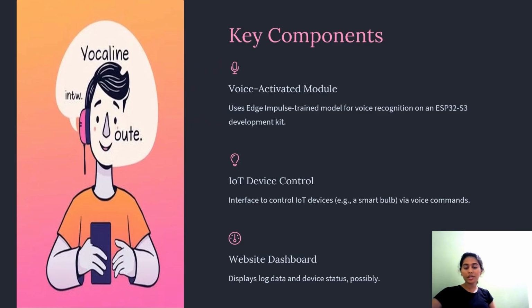So coming to the key components, the first thing that we have is a voice-activated module. In this, we have a module called ESP32S3, which is a microcontroller and also has an inbuilt microphone in it. And the second thing is an IoT device control. This essentially means all the smart devices that we use, such as the smart bulbs, smart fans, and ACs, which are used in our project.